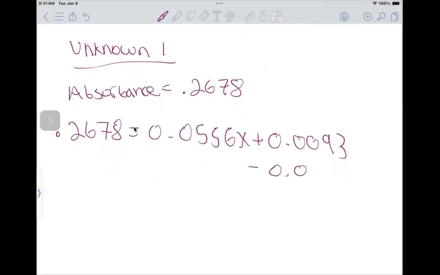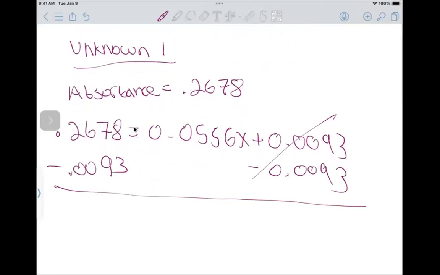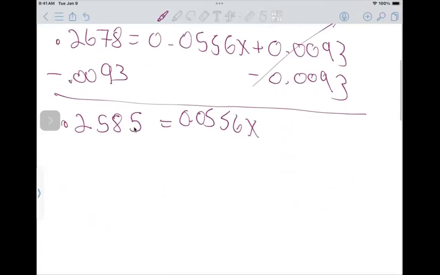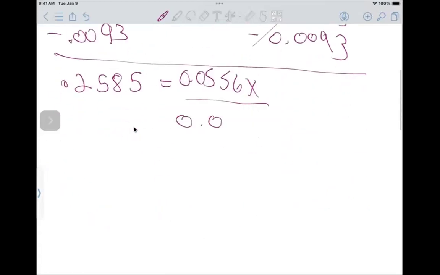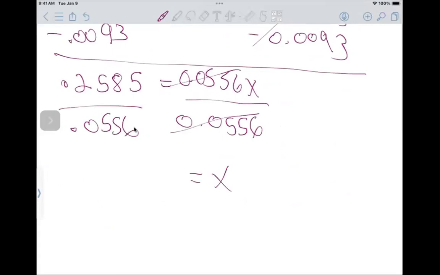So subtract 0.0093 on both sides. That gives me 0.258 equals 0.0556x. And to get x by itself, divide by 0.0556 on both sides. This gets me 4.65. And the units of concentration on my graph were in molars.